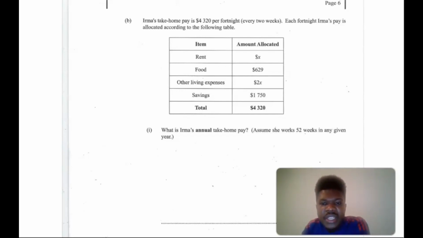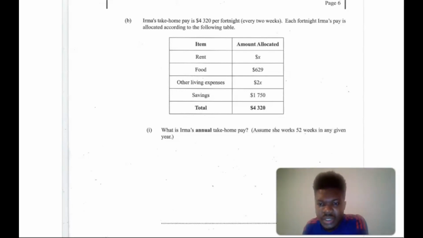Irma's take-home pay is $4,320 per fortnight, which is every 2 weeks. Each fortnight, Irma's pay is allocated according to the following table. A table of 2 columns with 6 rows: item, amount allocated, rent, X dollars. And the question is, what is Irma's annual take-home pay? Assume she works 52 weeks in any given year. So her annual take-home pay, that's what we need to know.